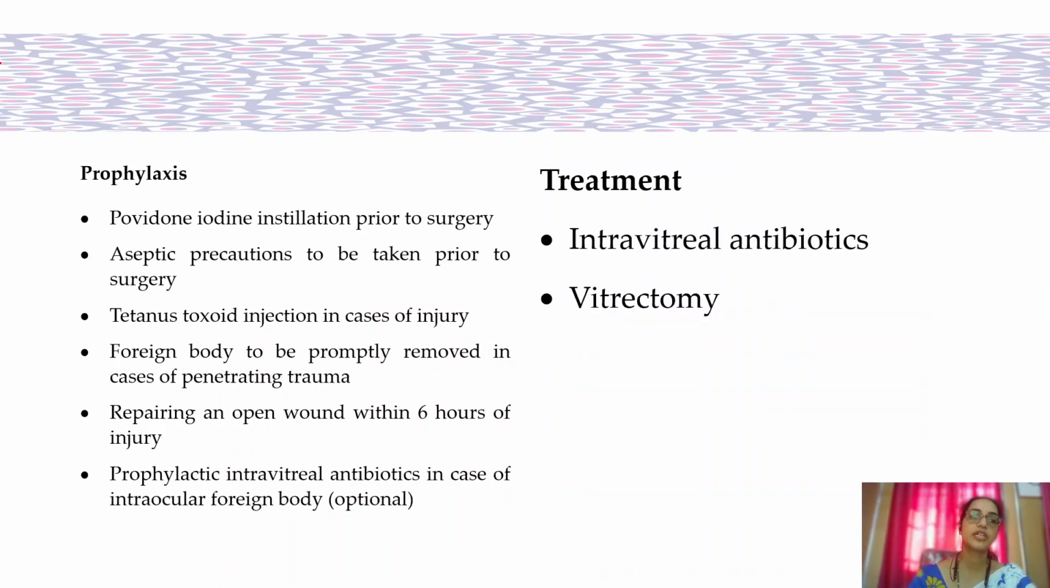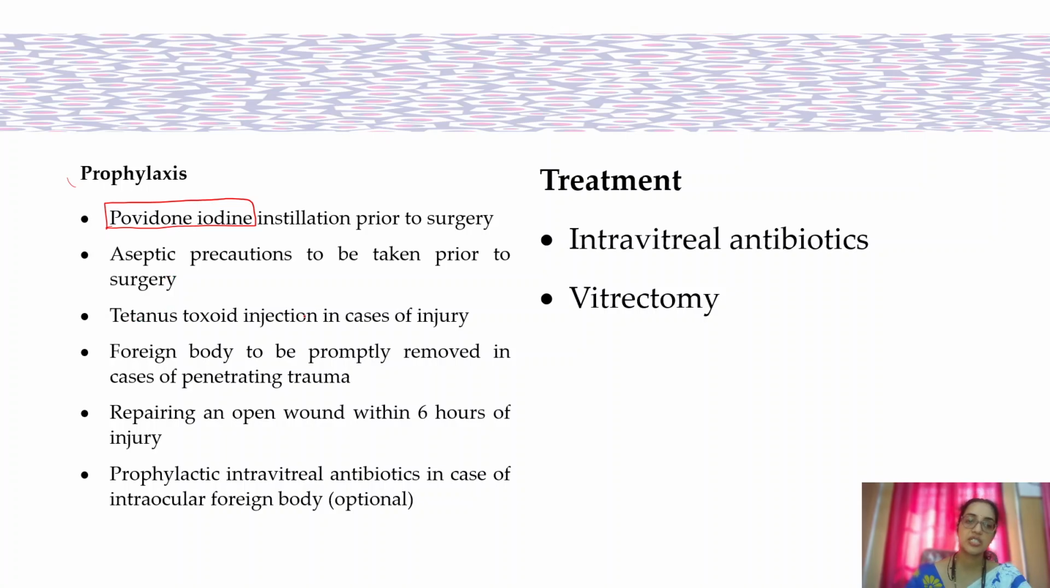So the most important thing is to prevent endophthalmitis. There is instillation of povidone iodine prior to the surgery. So before you start, we instill povidone iodine within the conjunctival sac. Aseptic precautions have to be taken, sterile precautions. The instruments have to be autoclaved, having a clean OT.